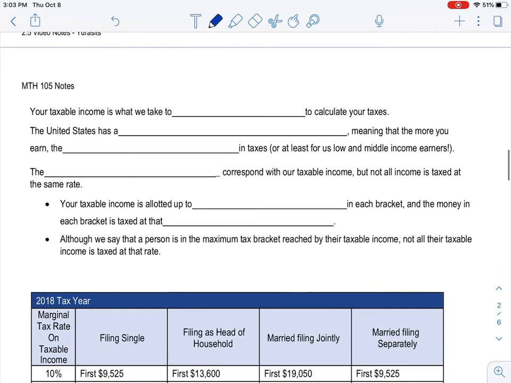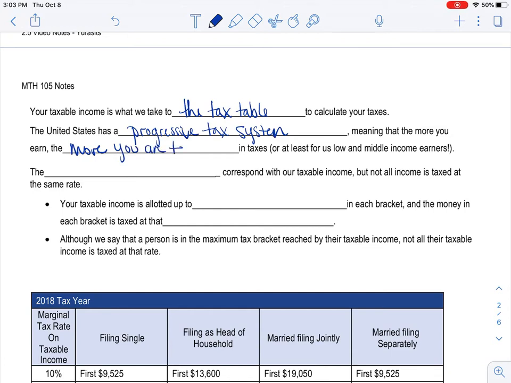All right, so let's get into these tax tables. Your taxable income is what we take to the tax table to calculate your taxes. The United States has a progressive tax system, meaning that the more you earn, the more you are taxed.